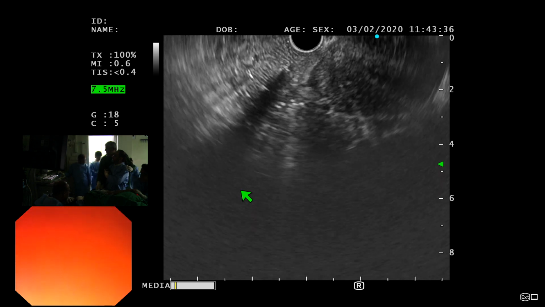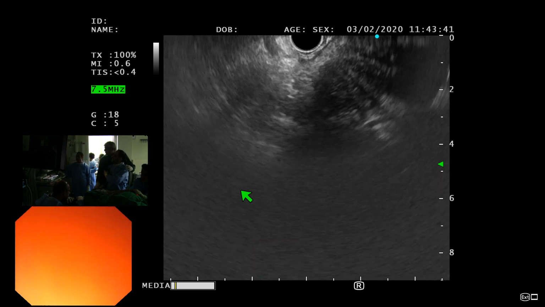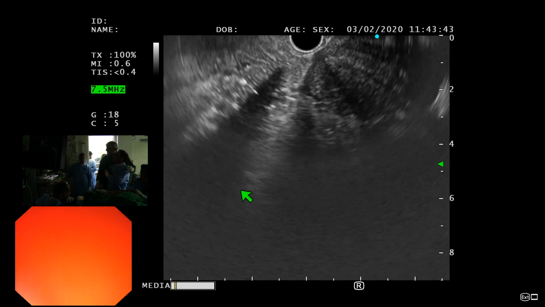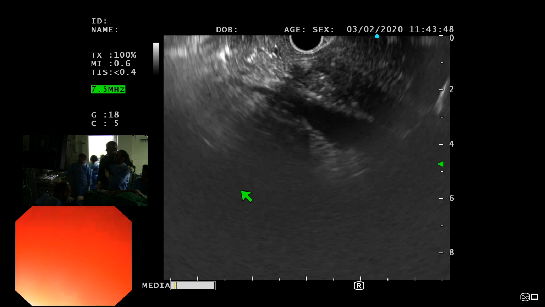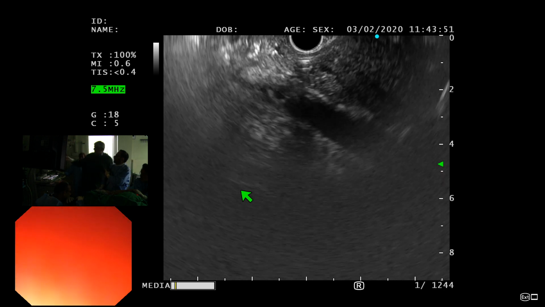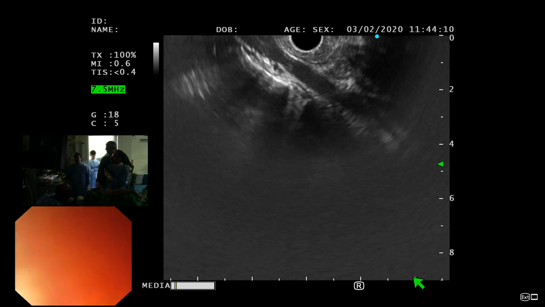That's your uncinate coming. Right now go anticlockwise. That's your stent. Stop there. That's the stent we can see there. This is the duodenum here, this side, and I don't know if you noticed, you could see air bubbles coming that way. Yes, we can see that. You can see air again.